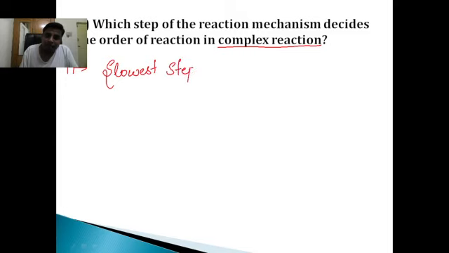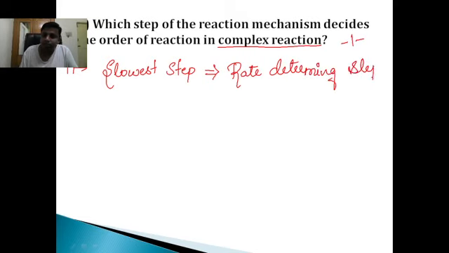We call it the rate determining step. It is a 1 mark question, such a simple question. The slowest step is called the rate determining step. Which step of the reaction mechanism decides the order of a reaction in a complex reaction? It is the slowest step.